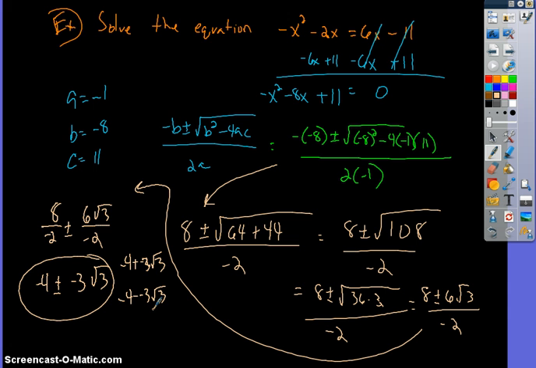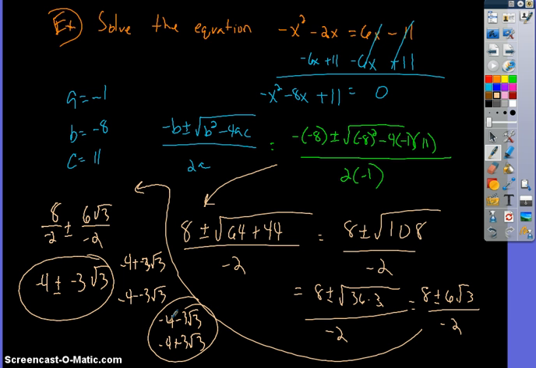A mature algebra student would call that negative 4 plus negative 3 a subtraction. So you could call it negative 4 subtract 3 square root 3. And if you saw a double negative, you should call that addition. So those would be two solutions.